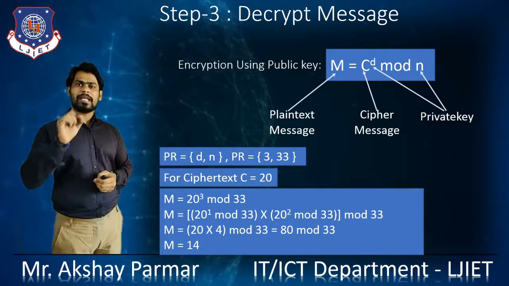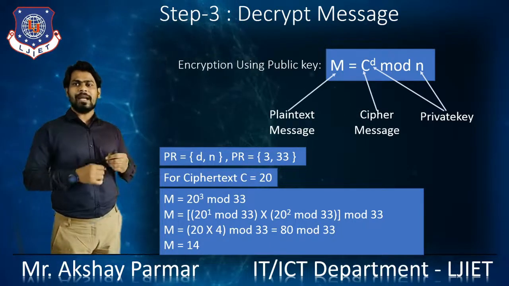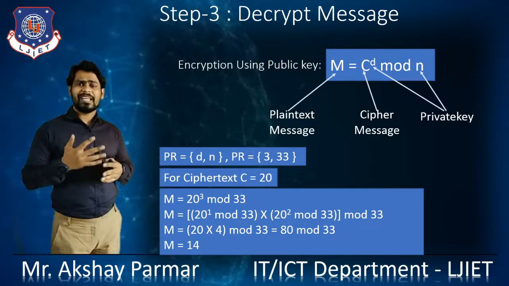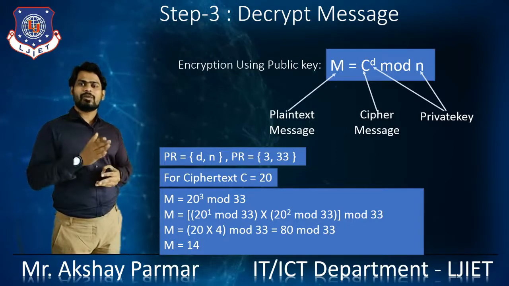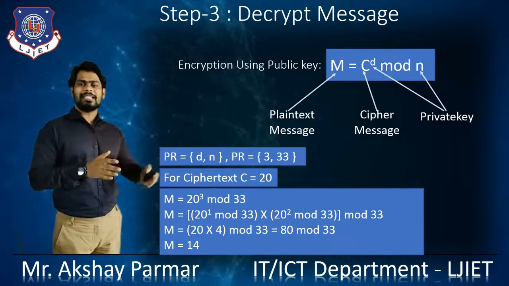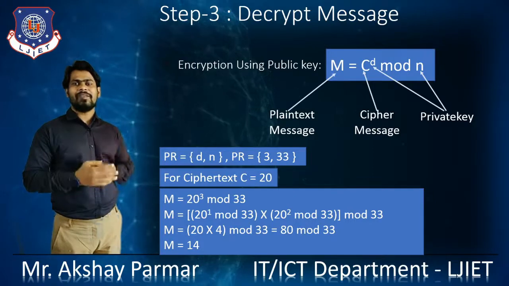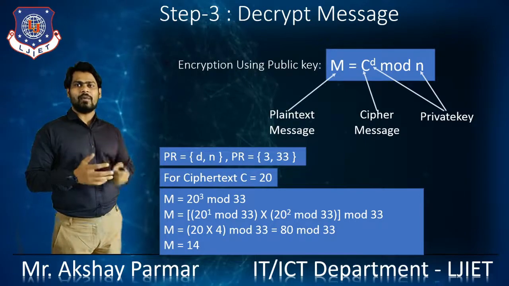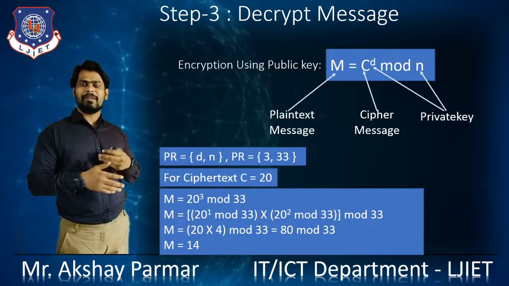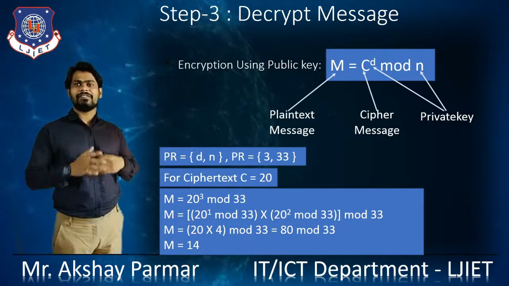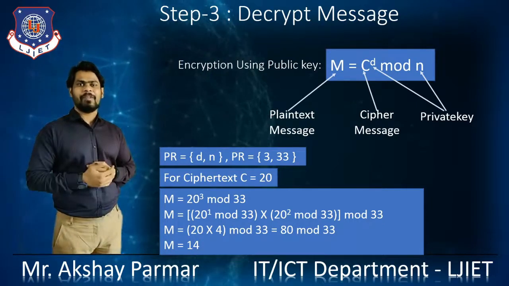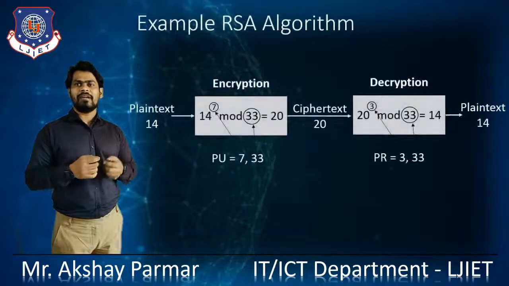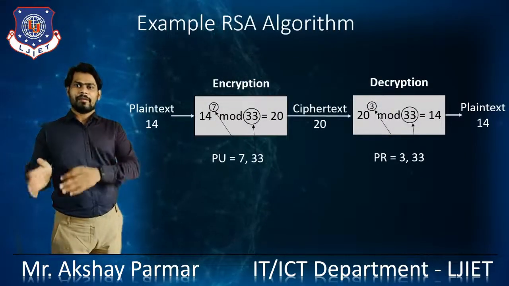So let's get the actual plain text from this ciphertext and the private key. M is equal to 20 raised to 3 mod 33. 20 raised to 3 is equal to 8000, and 8000 mod 33 is equal to 14. That's how we get our actual plain message from the ciphertext. That's how we decrypt the message, getting the plain text from the ciphertext with the help of the private key. So in the RSA algorithm, we have seen how we get our actual text from the ciphertext.